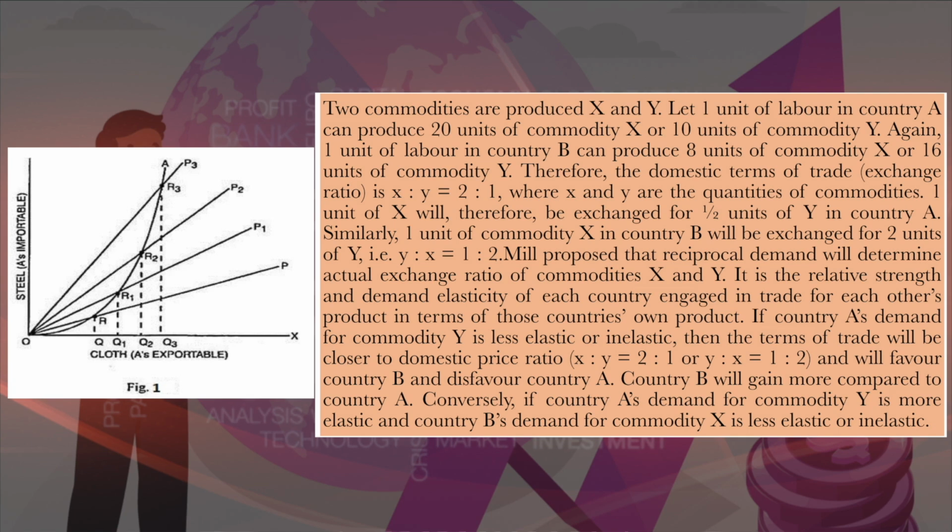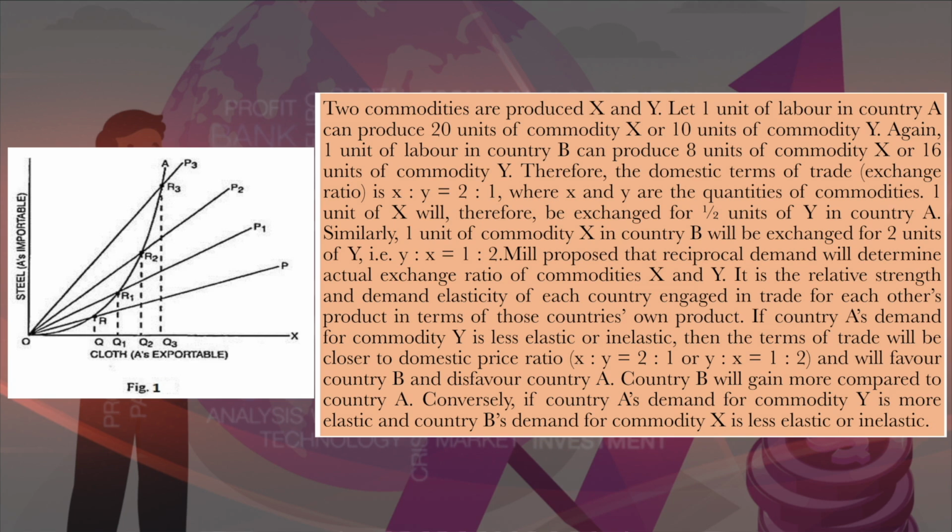Now what happens if country A's demand for commodity Y is less elastic, or inelastic? For the time being we are assuming that. Then what will happen? The terms of trade will be closer to the domestic price ratio. That is, what is the domestic price ratio for X and Y for country A? It is 2:1. And if that happens, it will favor country B and disfavor country A.